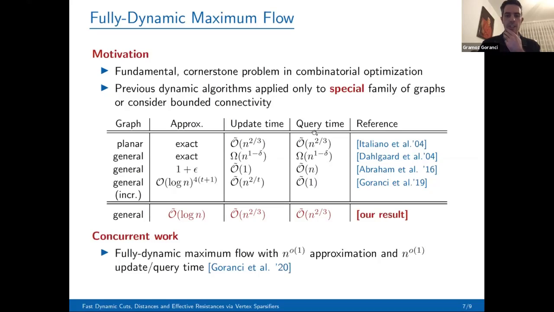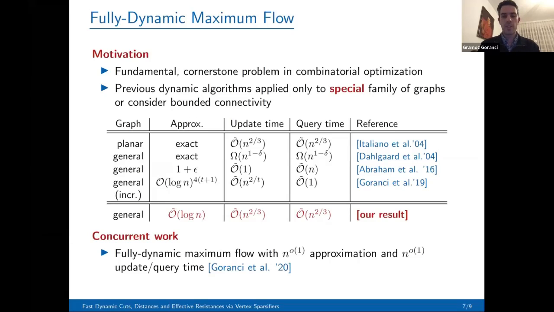You can also maintain a cut sparsifier, for example, by the work of Abraham and others, and you can just compute the answer on a cut sparsifier, but this doesn't really give you a sublinear running time. And you also have a lower bound from Dahlgaard, who basically proved that you cannot get a sublinear running time if you are seeking exact maintenance of max flow.